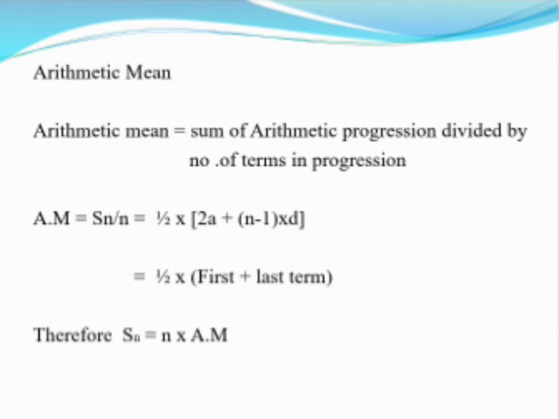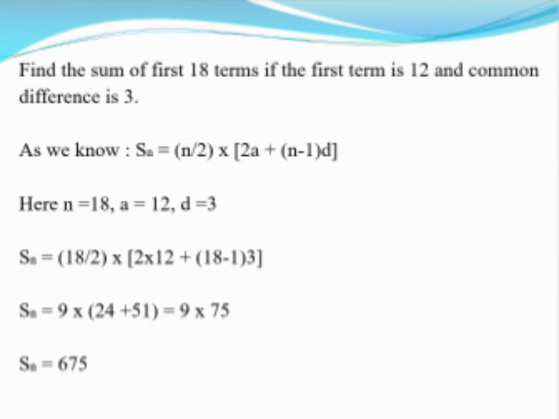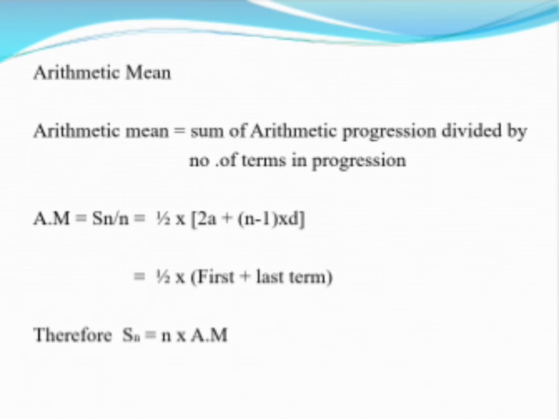As we all know, the formula of Sn is n by 2 into 2a plus n minus 1 into d. So if we divide it by n, it gives the arithmetic mean, because arithmetic mean is equal to Sn by n, that is equal to 1 by 2 into 2a plus n minus 1 into d. Here, as we are dividing by n, we have 1 by 2. In the Sn formula we have n by 2, but in the arithmetic mean formula it is 1 by 2 into 2a plus n minus 1 into d.